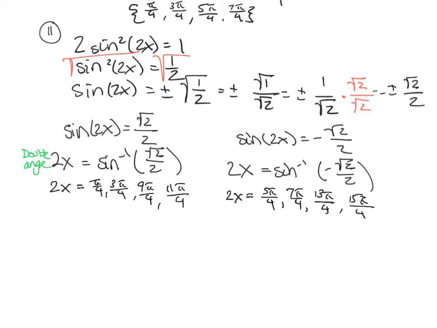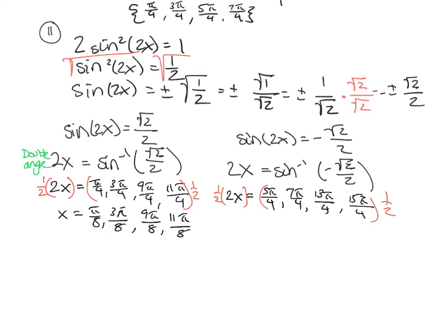We can't put these into a solution set because we still need to deal with these 2's. You can either multiply everything by 1/2 or divide everything by 2. I'm just going to multiply everything by 1/2 for all of these so we can get x by itself. And we should end up with x is equal to pi over 8, 3 pi over 8, 9 pi over 8, and 11 pi over 8 for our positive side.